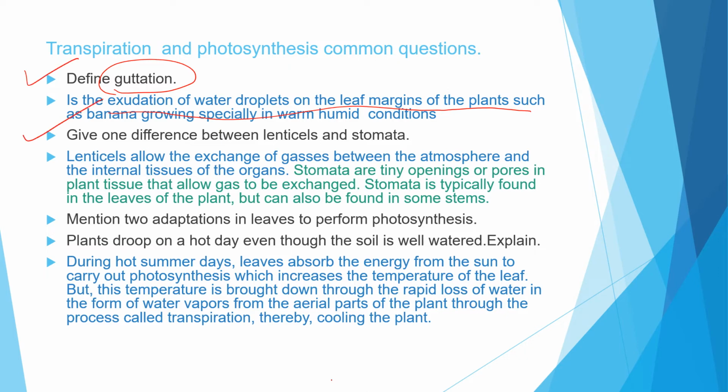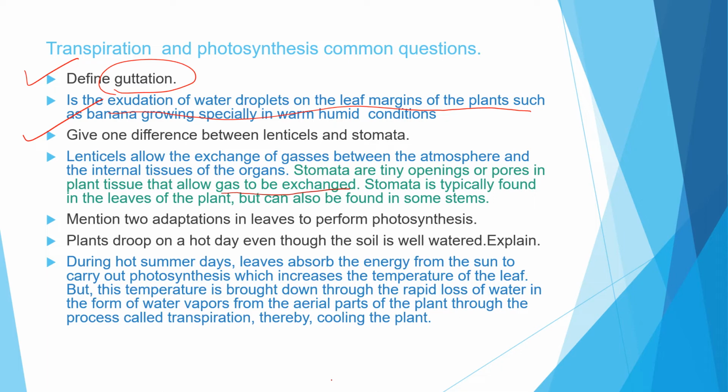Now these are very basic questions, though mostly I have written the answers for your benefit. So what is the difference between lenticels and stomata? Now first we can say that lenticels allow the exchange of gases between the atmosphere as well as the internal tissues of the organs. So these are lenticels. Okay, and what are stomata? These are tiny openings or pores in plant tissue. Now that is allowing the gaseous exchange.